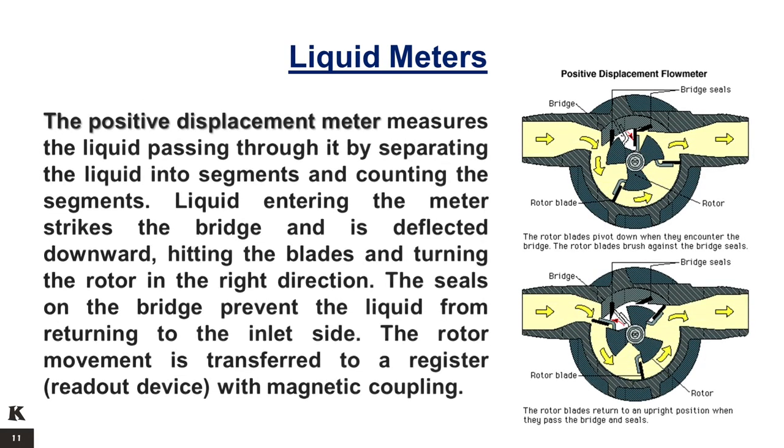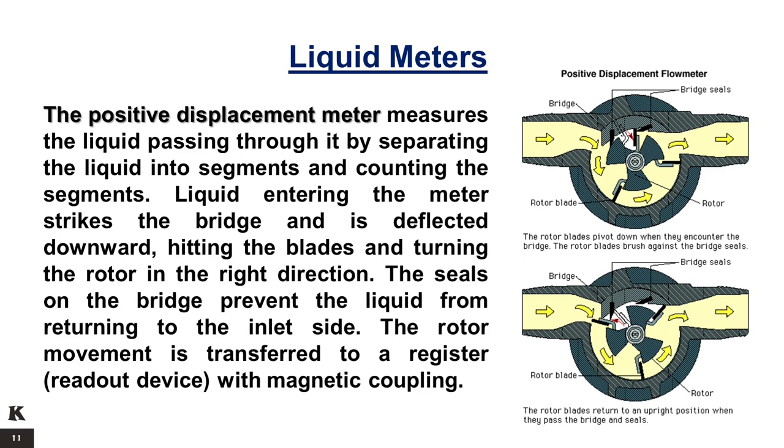The positive displacement meter measures the liquid passing through it by separating the liquid into segments and counting the segments. Liquid entering the meter strikes the bridge and is deflected downward, hitting the blades and turning the rotor in the right direction. The seals on the bridge prevent the liquid from returning to the inlet side. The rotor movement is transferred to a register readout device with magnetic coupling.